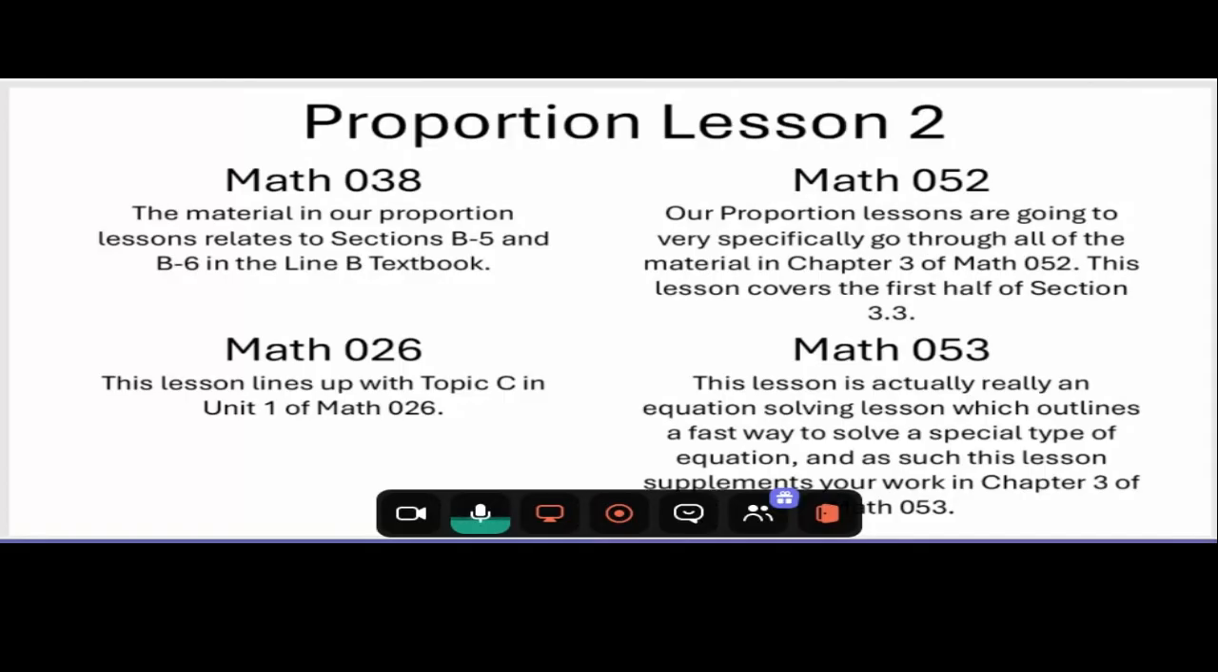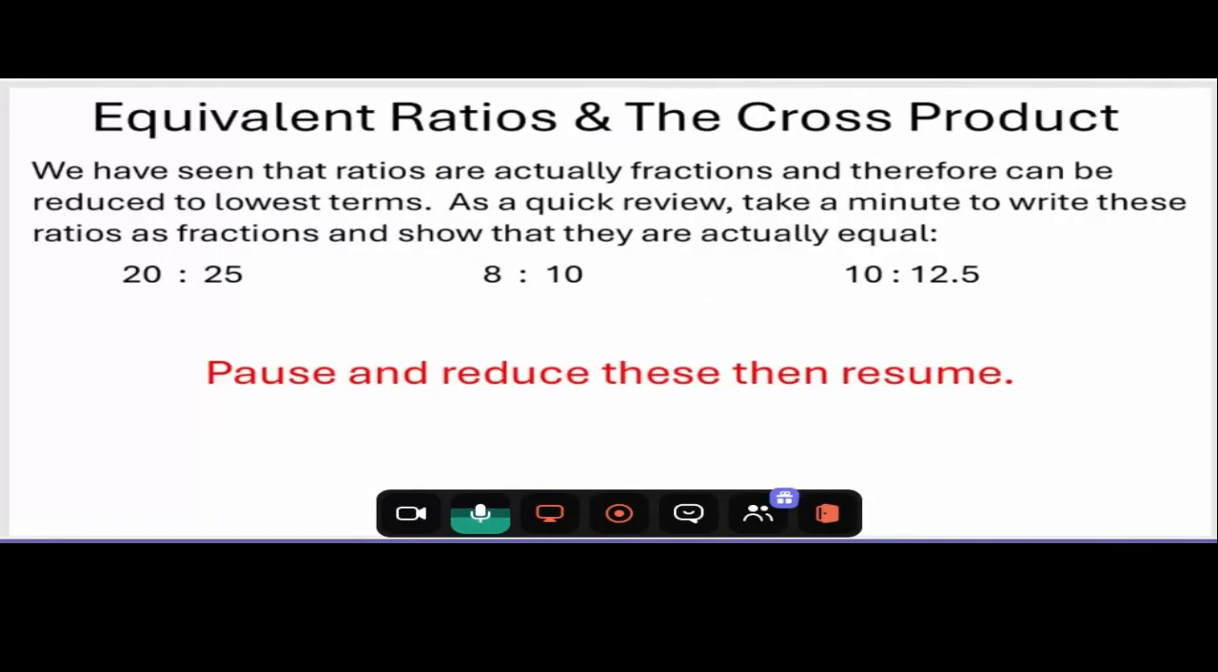What we're going to do here fits right into chapter 3. It's just a special case of an equation that will come up often and gives you a fast way to solve it when you see it. So first we want to talk about equivalent ratios, which we already have discussed, and then something called the cross product. So last time, in our last lesson, we reduced ratios.